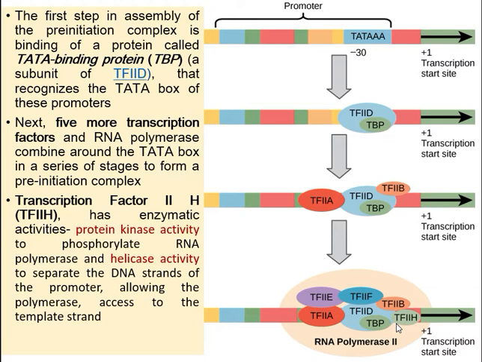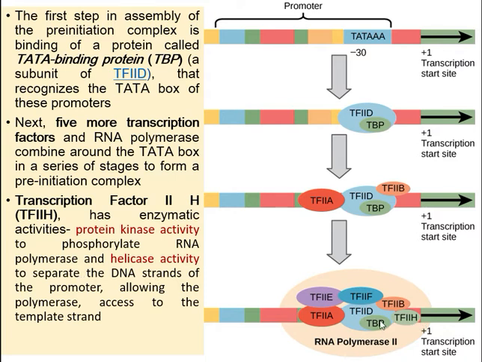A particular region of RNA polymerase II can be phosphorylated by the action of TFIIH, which has protein kinase activity. It also has helicase activity. What is helicase? The ability to unwind DNA. This DNA has to be unwound before transcription can begin. So, TFIIH has helicase activity, which will help in separating the DNA strands of the promoter.